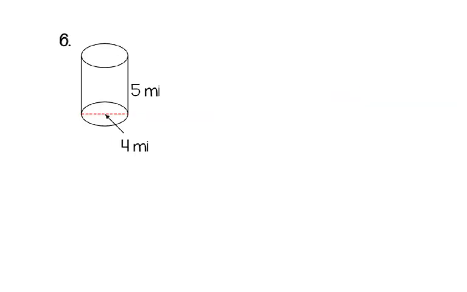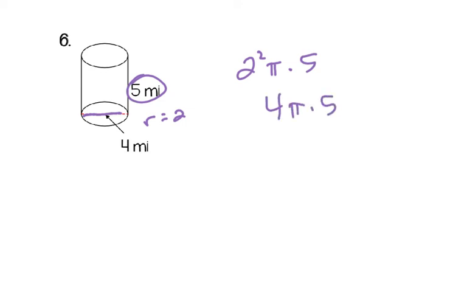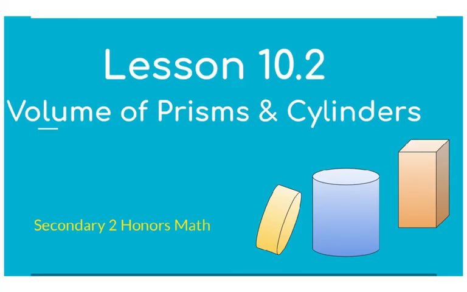Okay, number 6 is another cylinder, so paying attention to what we're given, this is the diameter. I need the radius, so my radius is 2. So make sure you're clear on whether you have the diameter or the radius. And I'm going to say pi r squared, so that's going to be 2 squared times pi. That's the area of my circle, and I'm going to stack it 5 high. So that's going to be 4 pi times 5, which if I was looking for an exact answer, would be 20 pi. But since I'm looking for an approximation, I'm going to put that in my calculator with my pi button, and I'll get 62.83 meters cubed. Okay, we'll do the rest of the lesson in the next video.